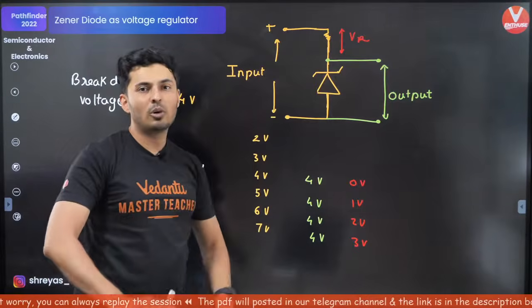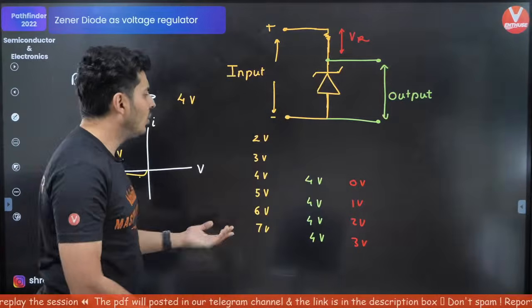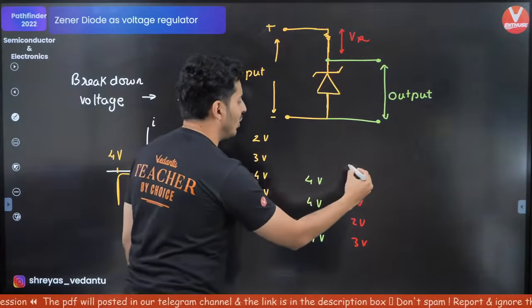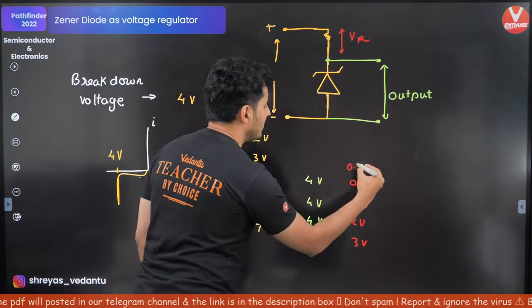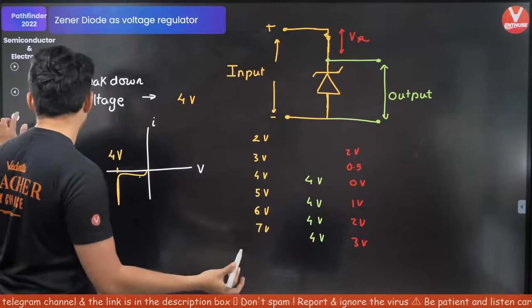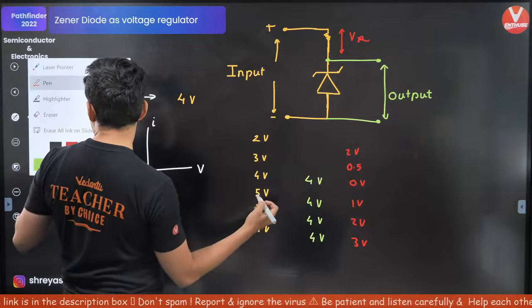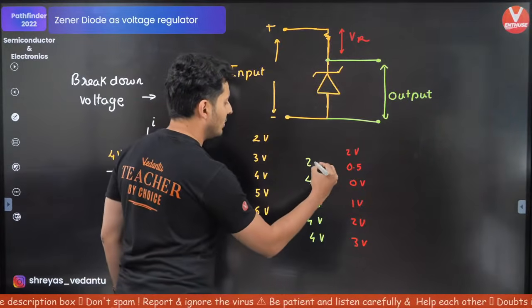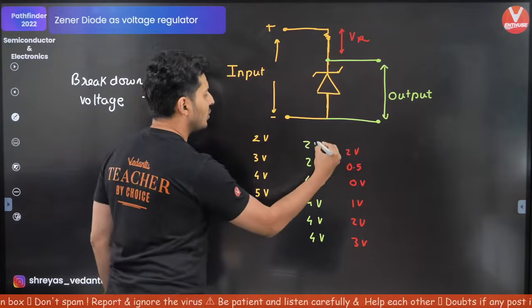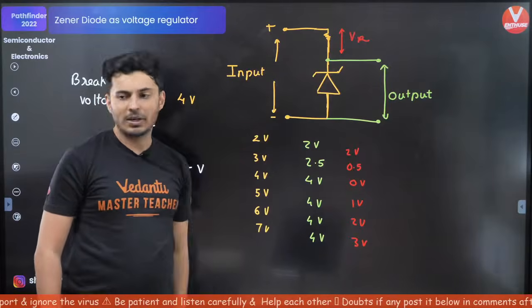If it is below 4 volts, then you are not operating the Zener diode properly. It's quite possible, maybe some amount of voltage, maybe 0.5 volts, is being dropped over here. Maybe in this case 2 volts is dropped over here. I'm just giving you some random examples. If this is 0.5, obviously this will be 2.5. If this is 2, this is also 2. These are just some random values which I've projected over here.